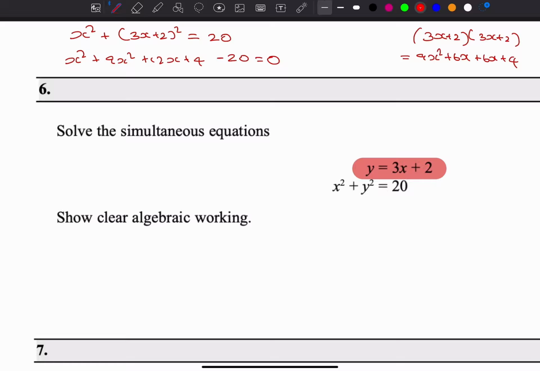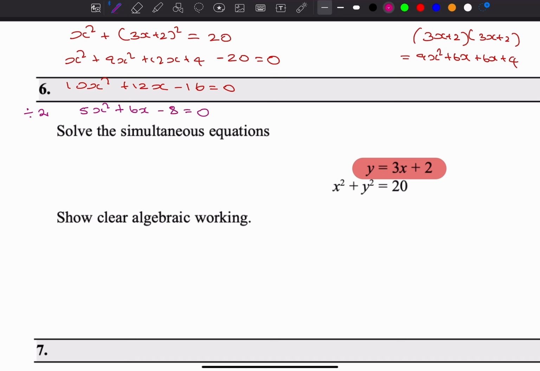So add it up. 10x squared plus 12x plus 4 minus 20, what's that? Minus 16 is equal to 0. Remember what you're supposed to do: see if you can divide by a number. Of course, yes, divided by 2. That will give us 5x squared plus 6x minus 8 is equal to 0.